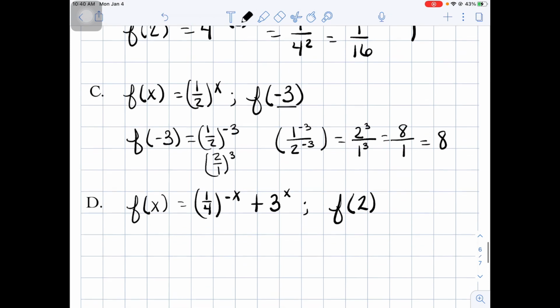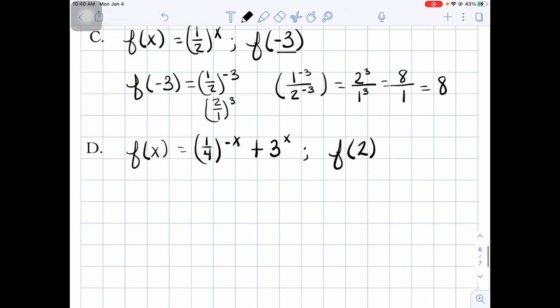All right, and our last one, we have a couple different little pieces. We have a growth raised to negative x plus another growth raised to the x. So we're saying when x is 2, what is our output? Okay, when our input is 2, we have 1/4. We have a negative part of our problem, and we'll put in our 2. And then we have plus 3 to the 2.